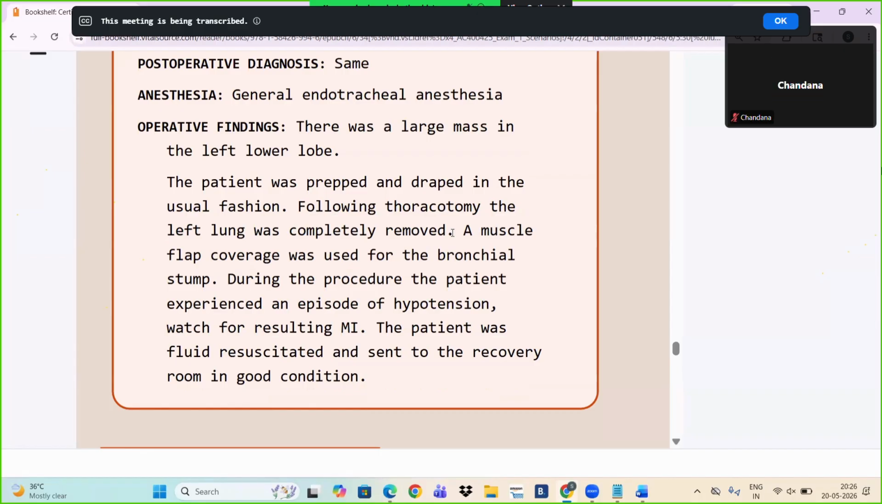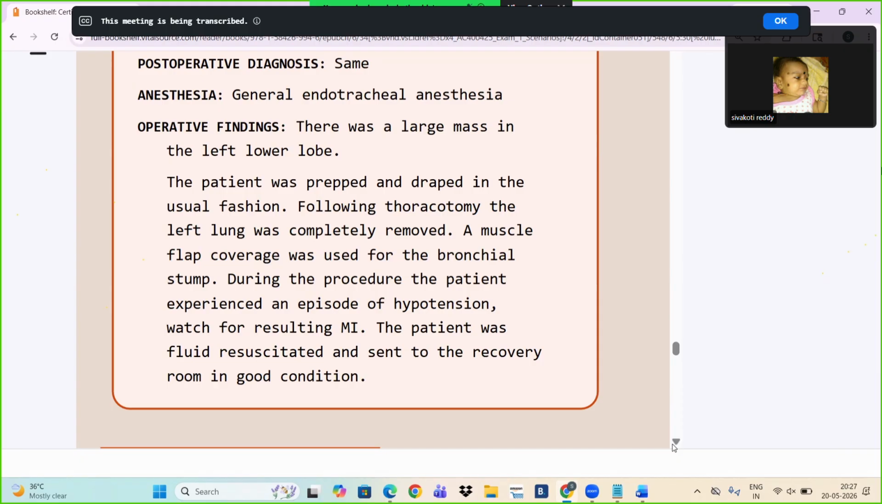Lung. Lung removed, right? Not lobectomy. The left lung was completely removed. A muscle flap covered the bronchial stump. During the procedure, the patient experienced an episode of hypotension, which means post-procedural hypotension developed. They are watching for a resulting MI. MI was not developed; they are checking, still watching for the result. The patient was fluid resuscitated and sent to the recovery room in good condition. So what procedure did they do? The left lung was completely removed.